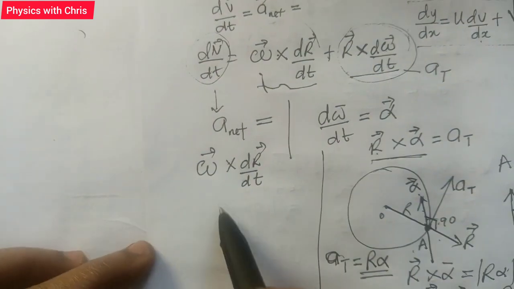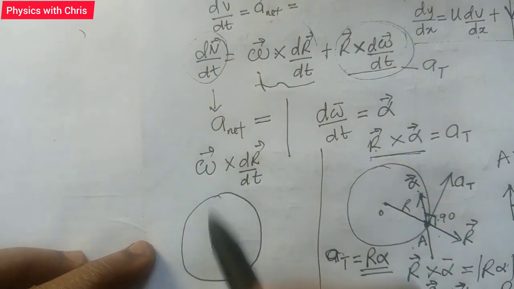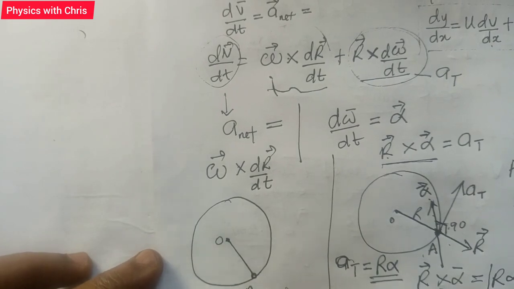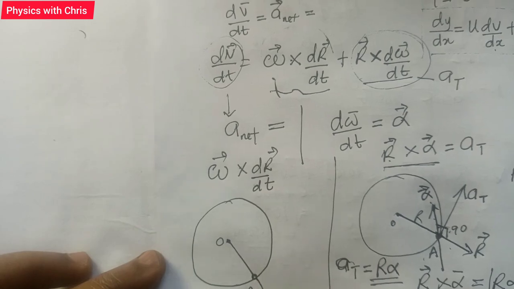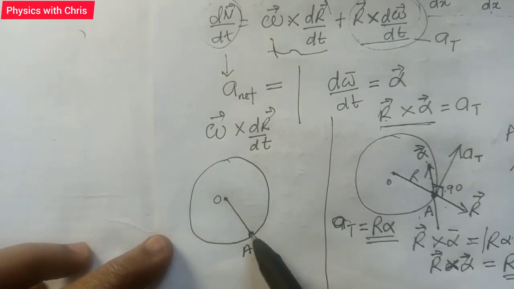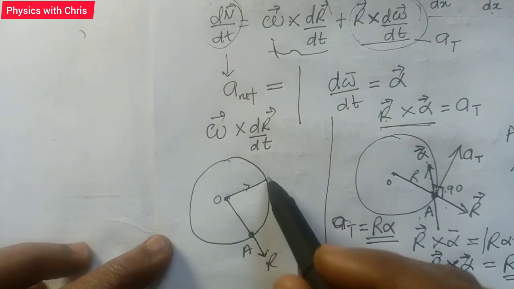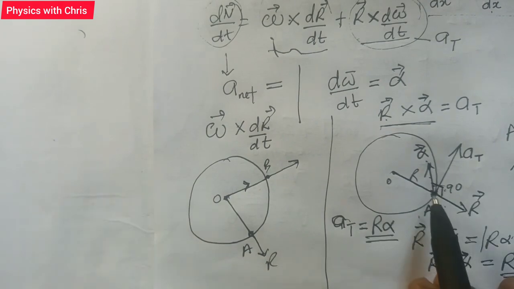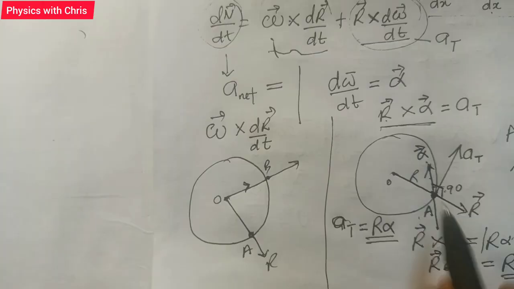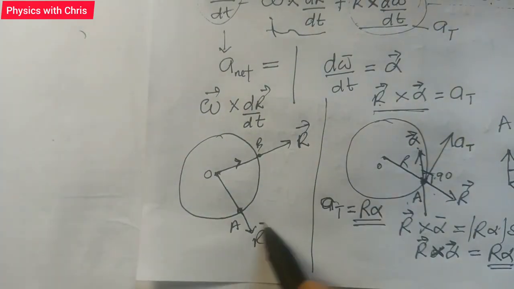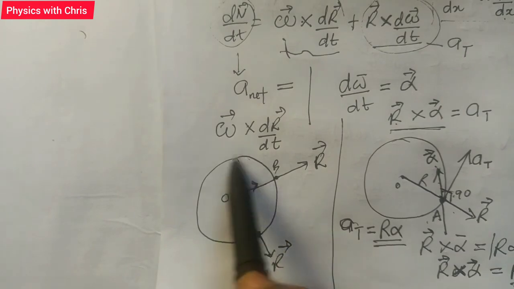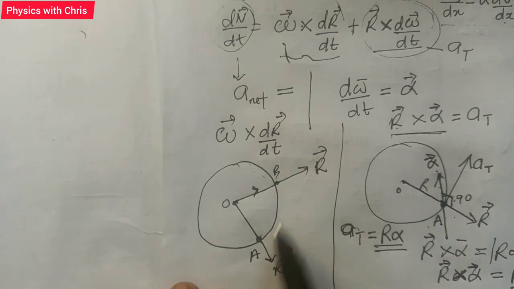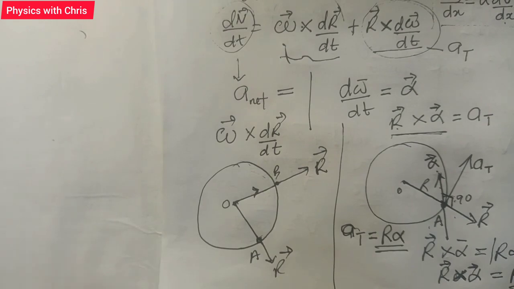Now consider again that you have a body moving in a circle with center O. Let's say at a time t, the body is at point A. The radius vector is directed away like this, r. After some other time, the body moves to a point B. The radius vector is also directed away. Now you can see that though the radius is constant in magnitude, the direction of r is not constant. As long as the circle remains the same, our radius is constant, but the radius vector is changing in direction.